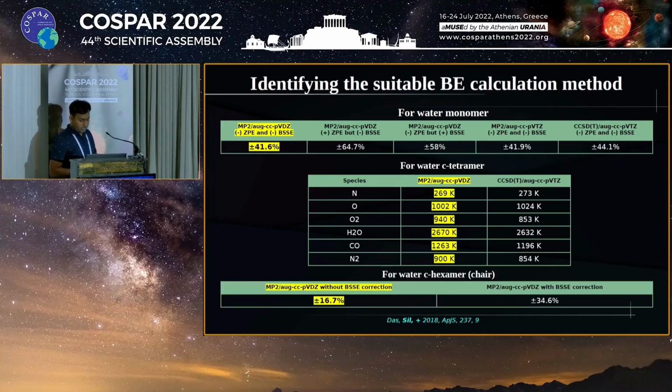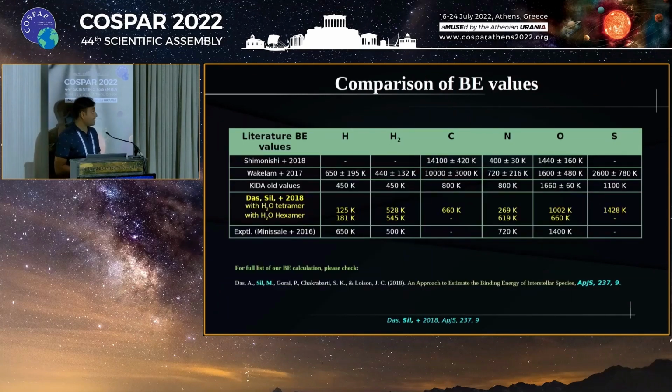Also for the case when the hexamer chair structure was used, the binding energy deviation without basis set superposition error is 16.7%, whereas when we considered the basis set superposition correction, the deviation is 34.6%. So we choose this level of theory without basis set superposition error and without zero-point energy correction. These are some comparisons of our work with the literature values.